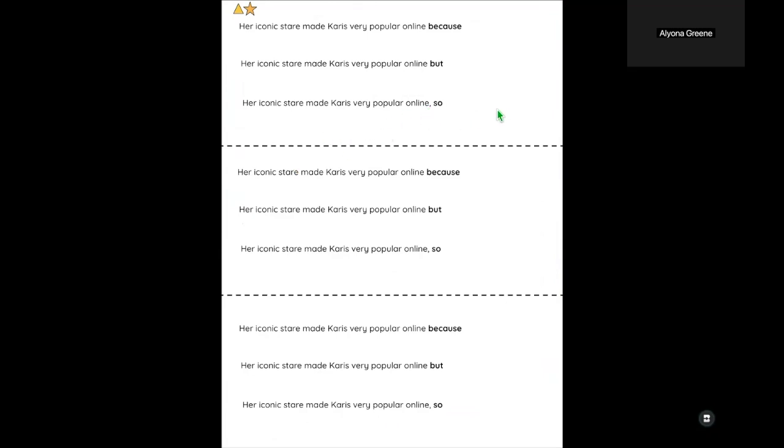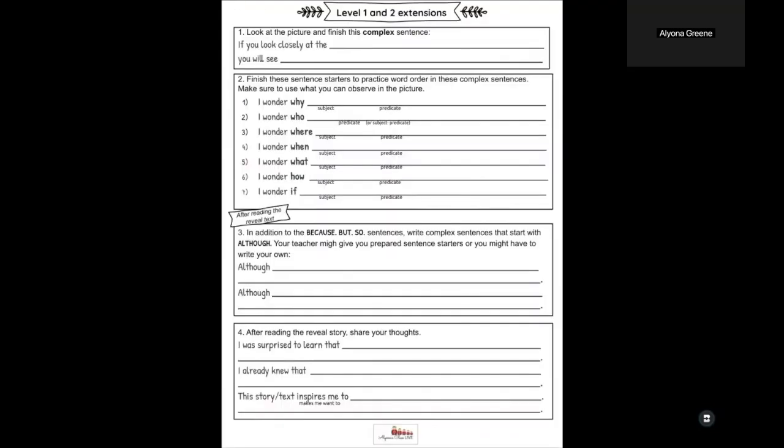So this is a really, really powerful exercise because students have to put together everything they have learned and express it in a grammatically correct sentence. In my template, I'm also adding a couple of other structures such as although. This is another one often used in English language in academic texts. And then at the end, I'm also asking them to give their reaction to the text. I was surprised to learn that. I already knew that. The story inspires me too.